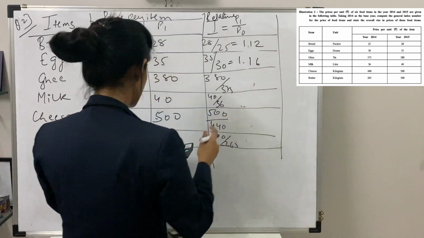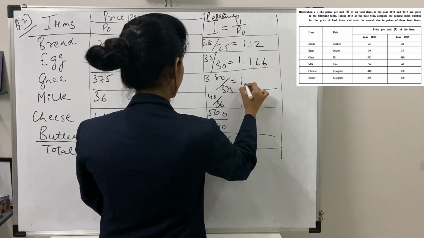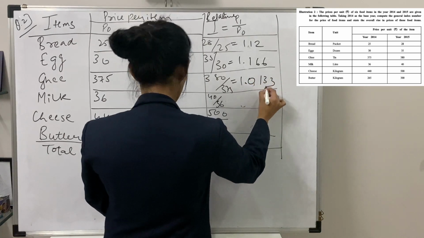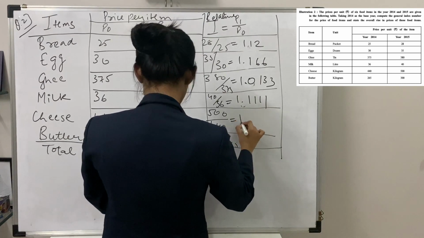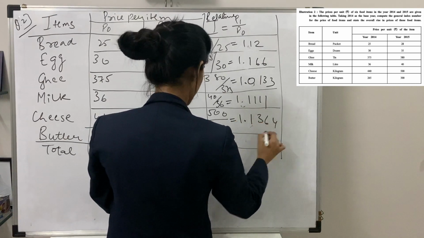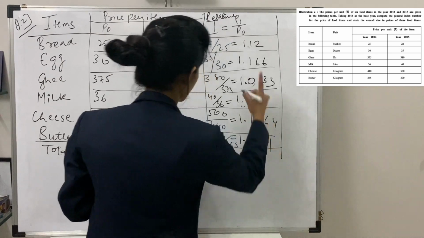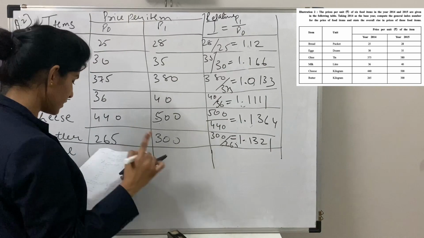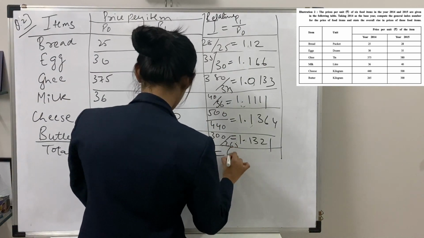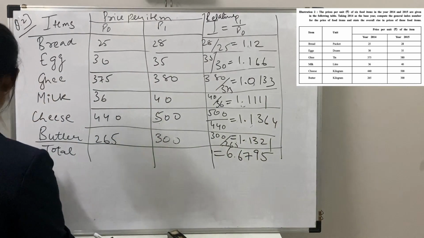1.16. I have the rest of the answers with me, so I'll write them directly. 1.0133, 1.1111, 1.1364, 1.1321. We need to calculate the total because we need to calculate the relative index number. Total will be 6.6795. Coming to the general index number.